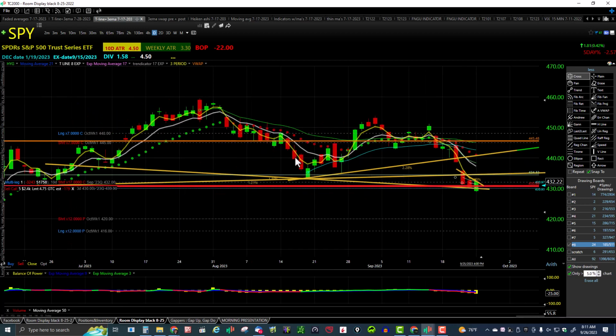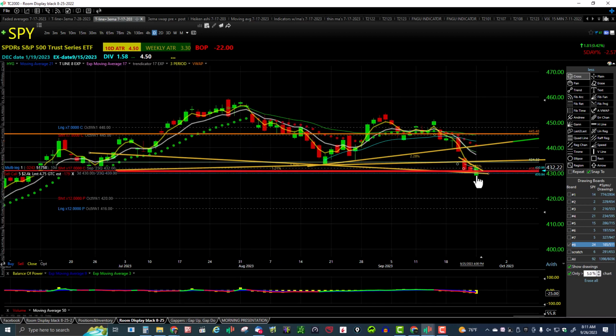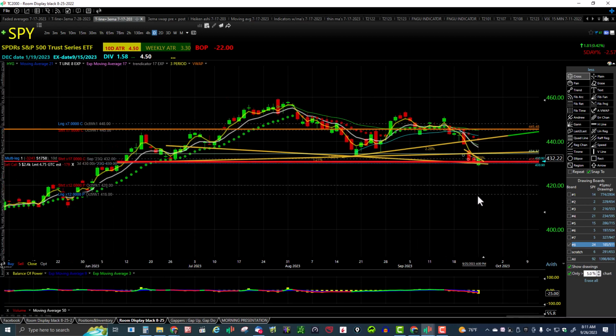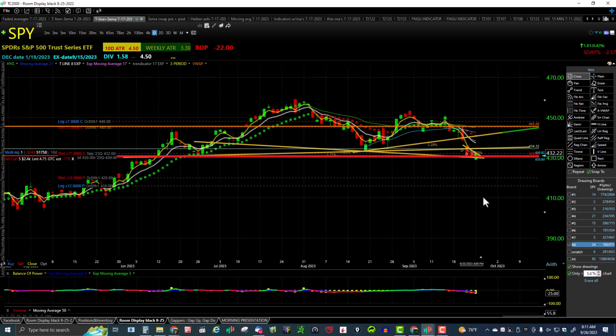So we've got that M pattern, also got that head and shoulders pattern. So we're looking for those neckline breaks and those battle zones to form. So there's SPY. Let's take a look at QQQ.